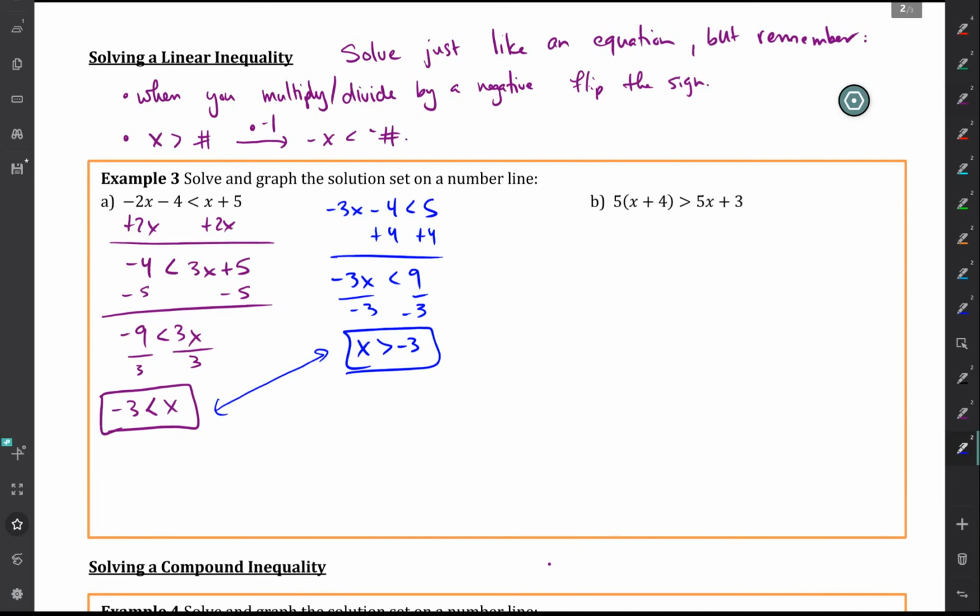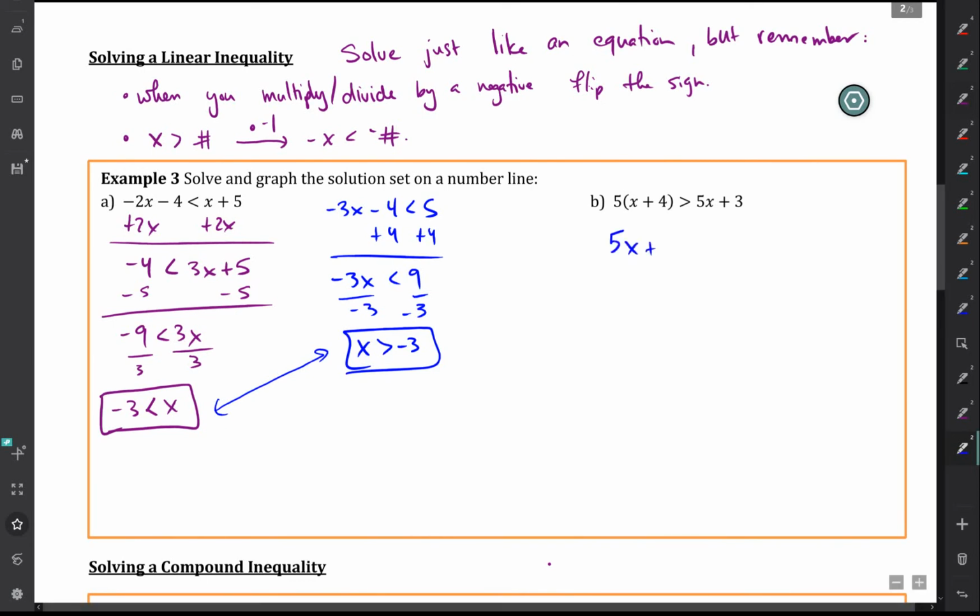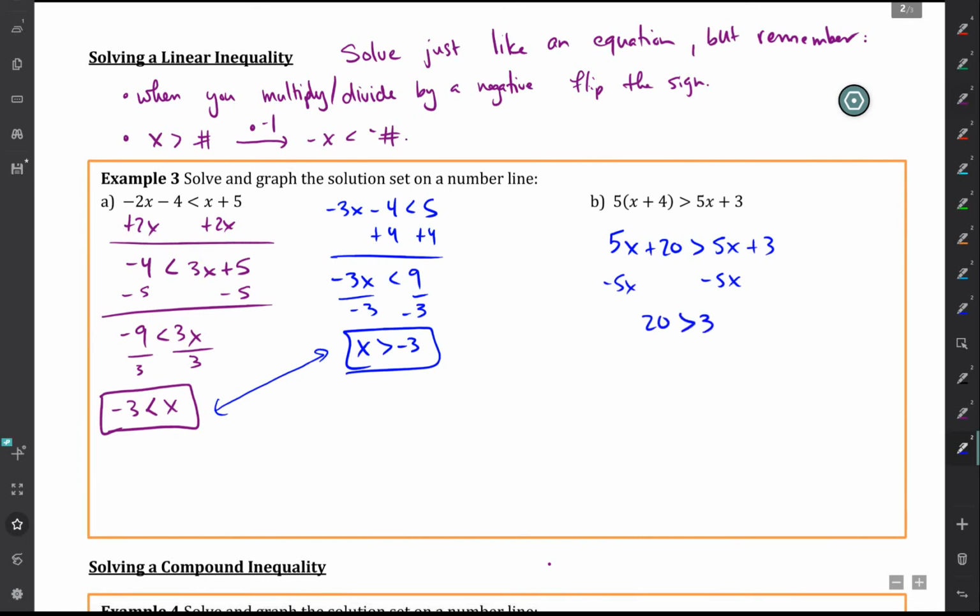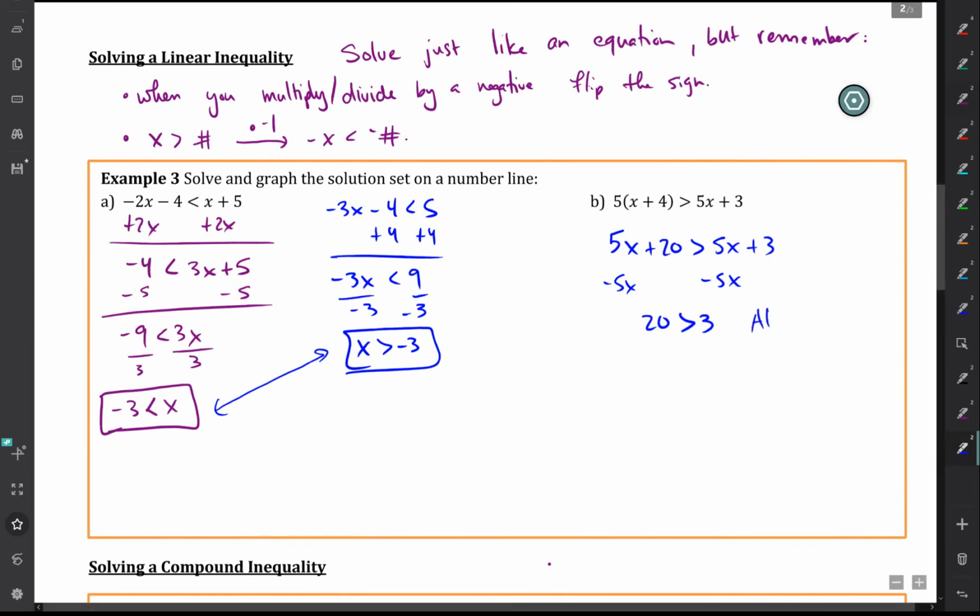Okay, now for part B, we have 5 times the quantity x plus 4 is greater than 5x plus 3. Again, I recommend that you pause this video, try to solve the problem on your own, and then check your work. So I'm going to get 5x plus 20 is bigger than 5x plus 3. If I subtract 5x from both sides, then I just get 20 is bigger than 3. And the question is, is this true? Yes, this is always true. So we got rid of x and the statement was true. So this is true regardless of what value of x you put in.